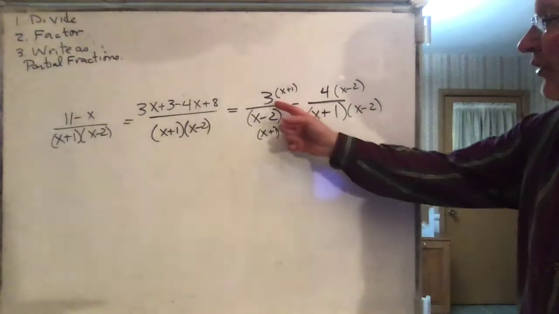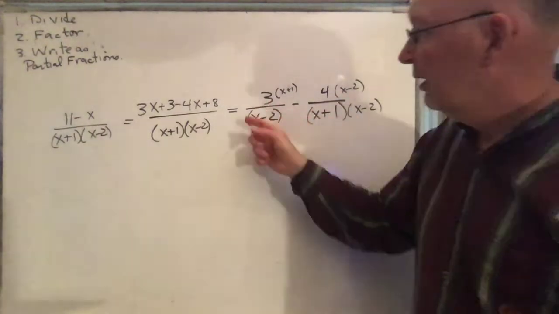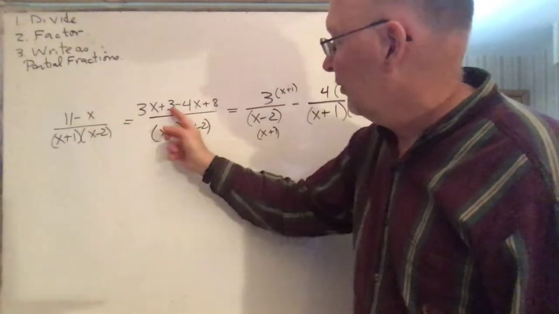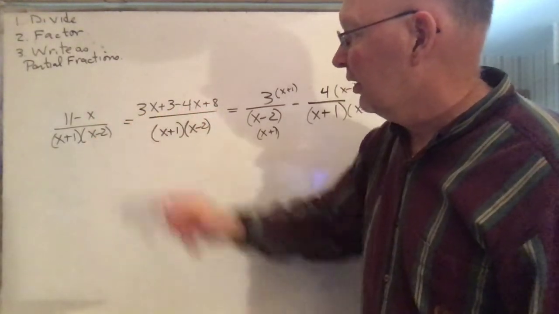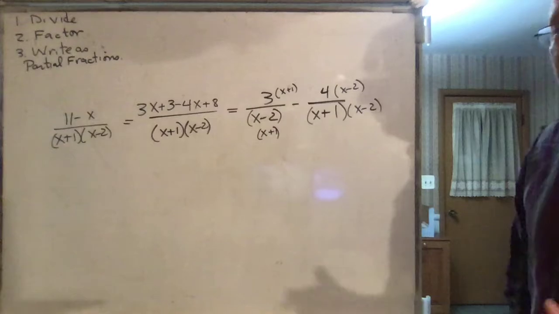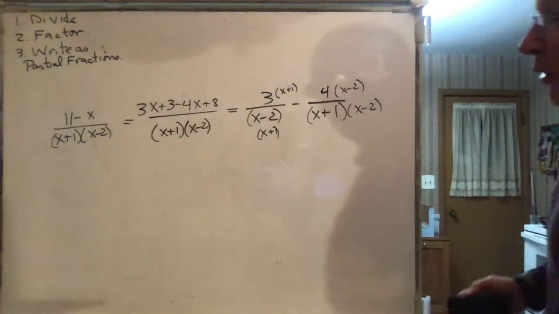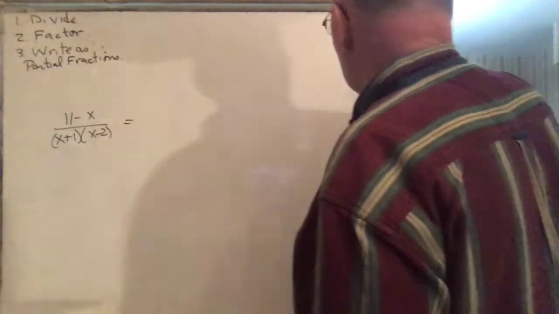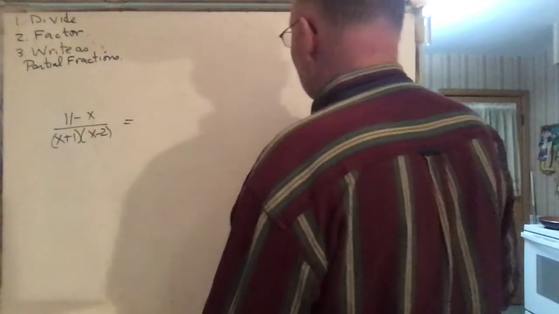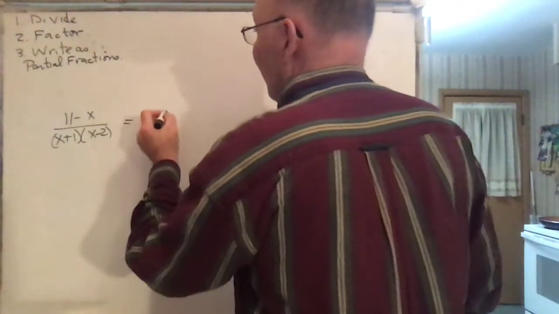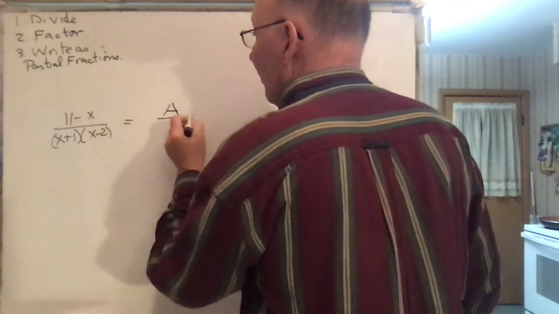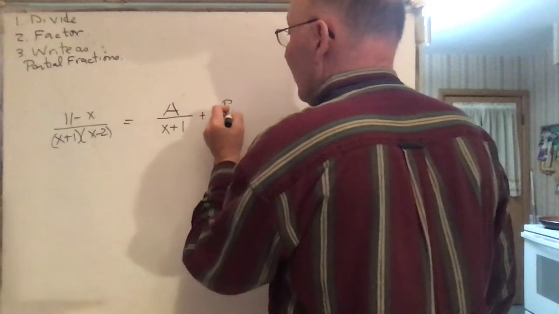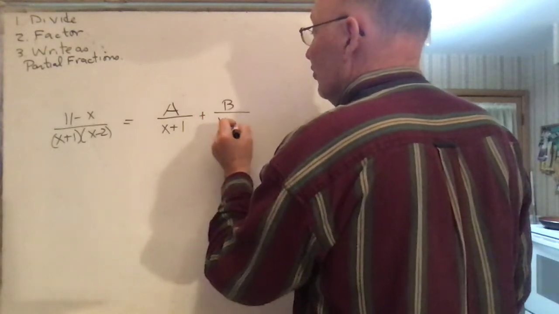Okay, so if I started with this, I could get a common denominator and add them together and end up with this. Let me make sure I've done it right. Looks good. So partial fractions is just going in the opposite order. It's starting with this and being able to write it in terms of something, you don't know what they are, so something over x plus 1 plus something else over x minus 2.